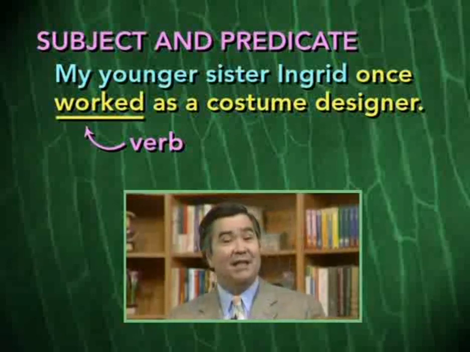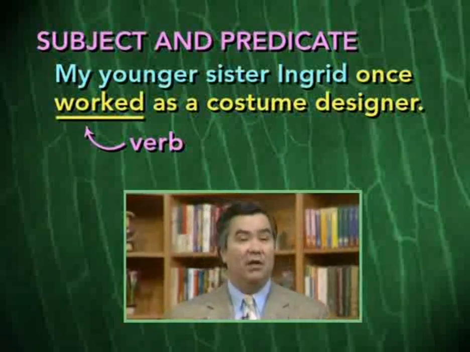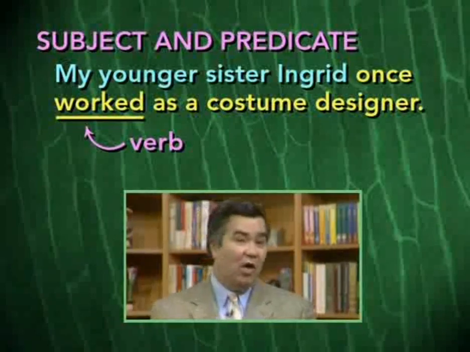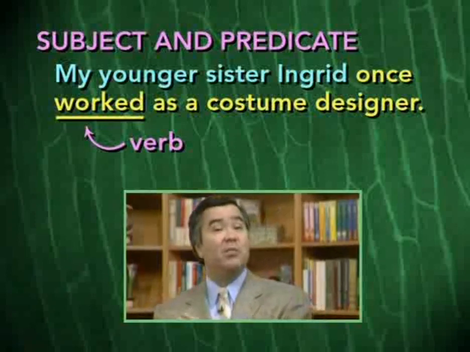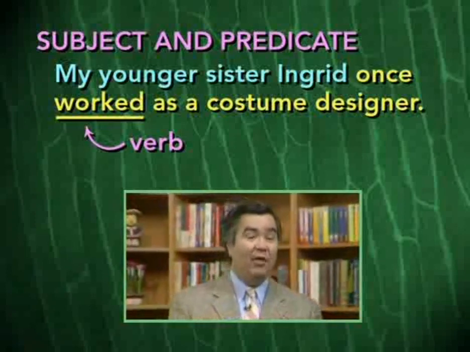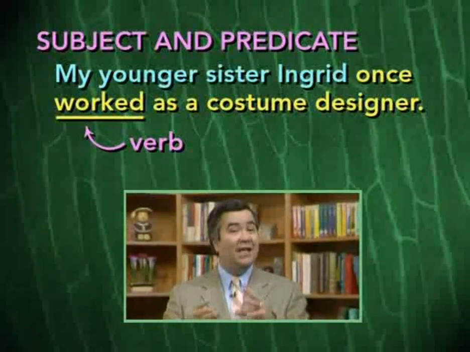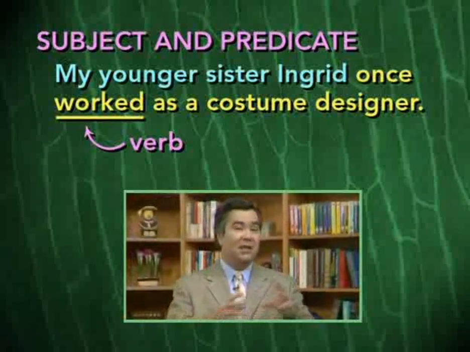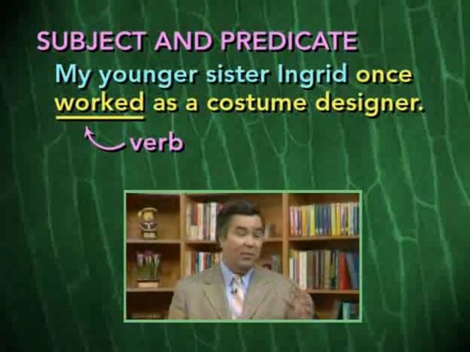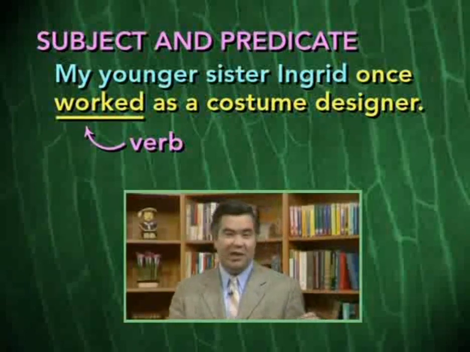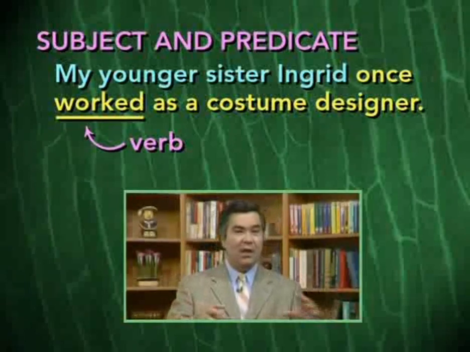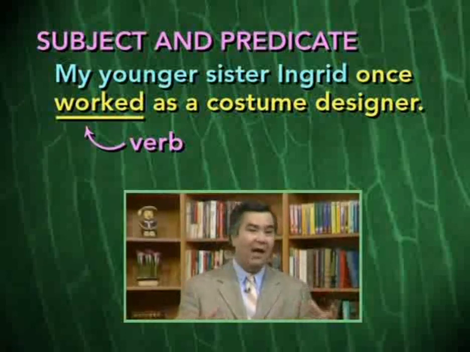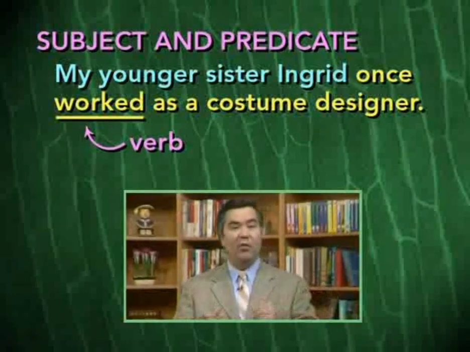And the words as a costume designer give us more information about exactly how she worked, what kind of job she worked at. So all the other words in the predicate are there to give us more information about what Ingrid did. But the word worked is the most important word. It's the verb. So the heart of this sentence is the subject and the predicate, and in particular, the one-word simple subject and the verb. Ingrid worked. And all the other words in the subject and the predicate are there to give us more information about how and when and at what Ingrid worked.